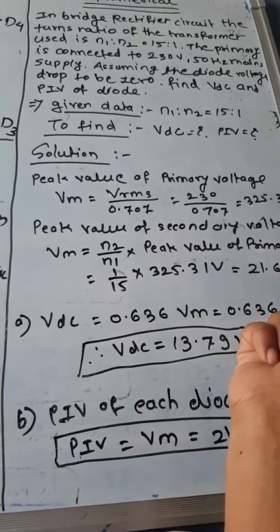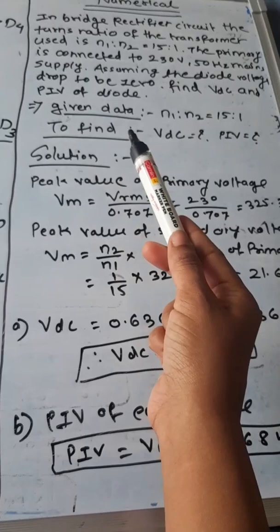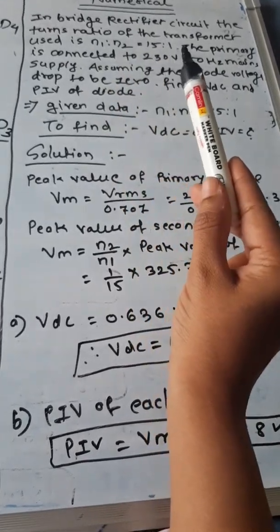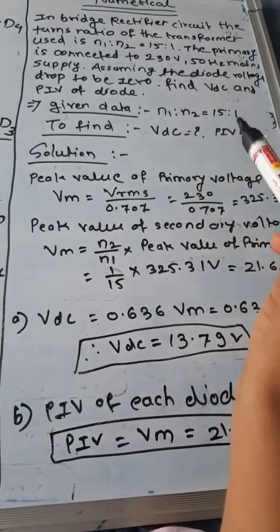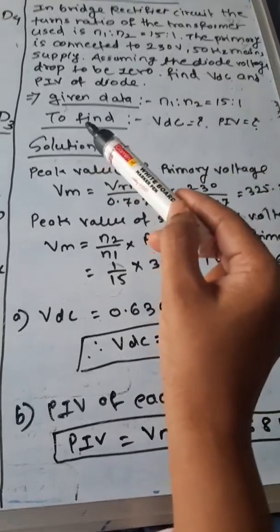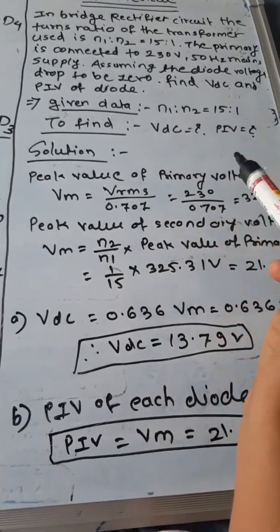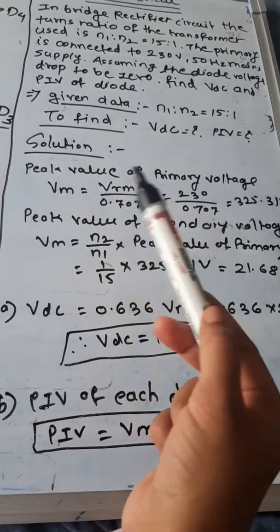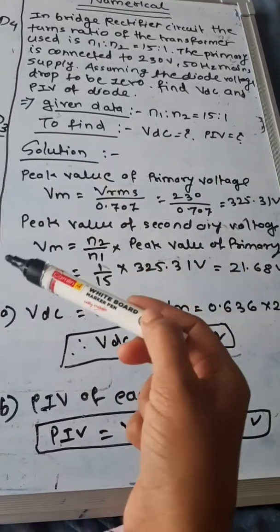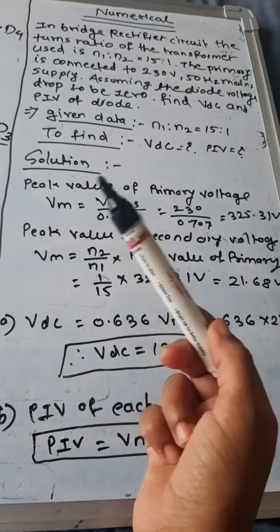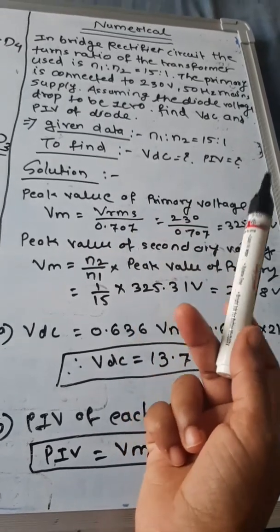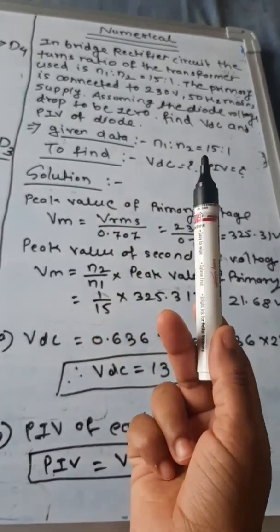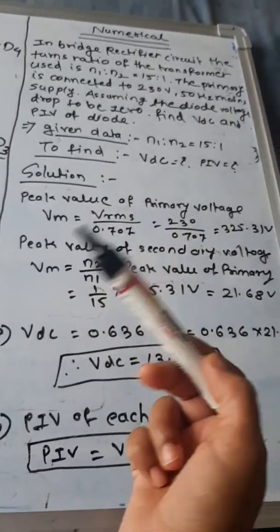So firstly we will write the given data. N1 is to N2 equals 15 is to 1. What do we have to find? VDC and PIV. Now let's take the solution. First we have to calculate Vm, because Vm is not given here. We have to calculate Vm across secondary, and for that first we have to calculate the peak value of primary voltage, and after that the peak value of secondary voltage.